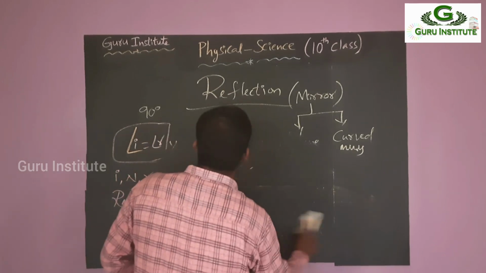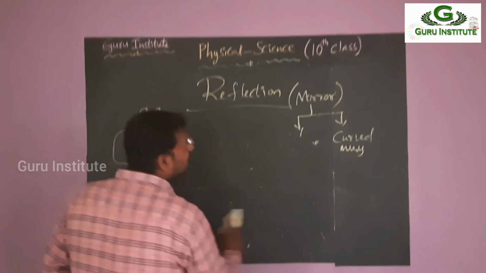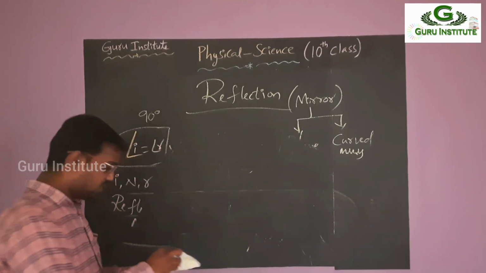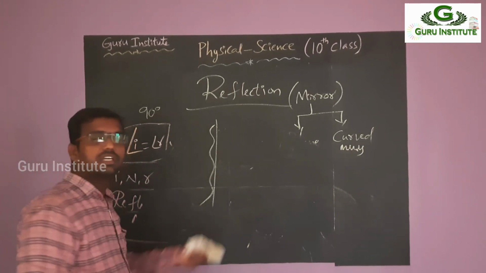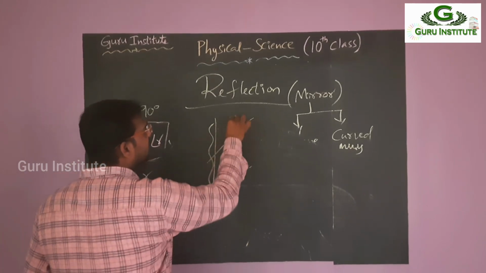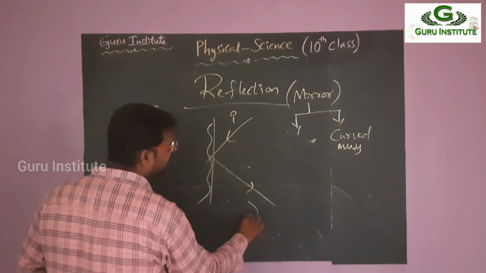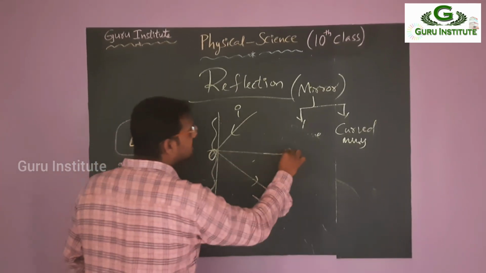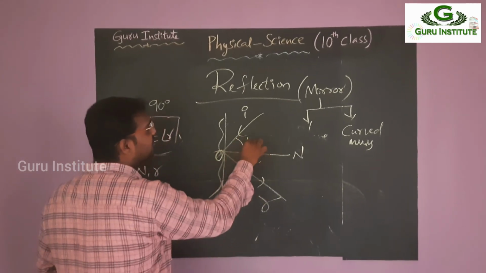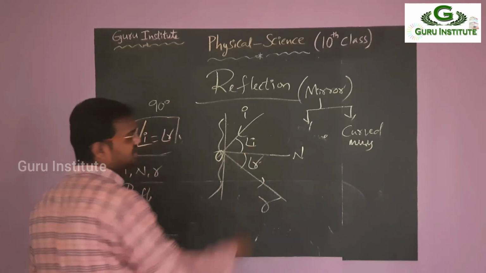Yes. So next coming to our concept, reflection. So this is the basic one. Already you know that reflection means this is the plane. This is the incident ray. This is the reflected ray. Then this is the point of incidence. And this is the normal. This is the angle of incidence. This is the angle of reflection.